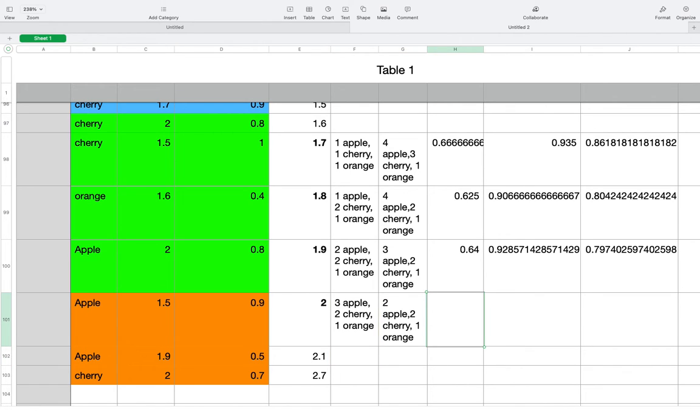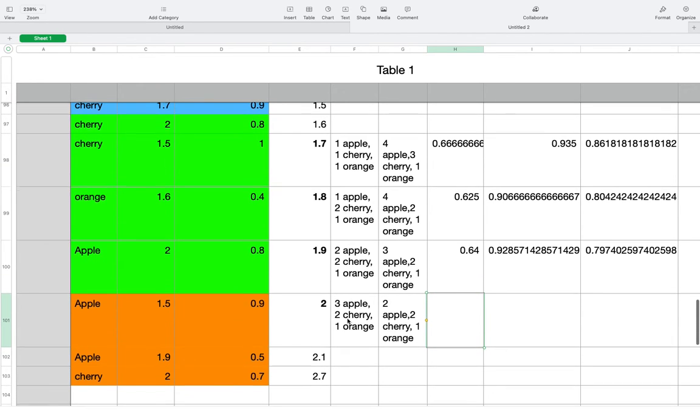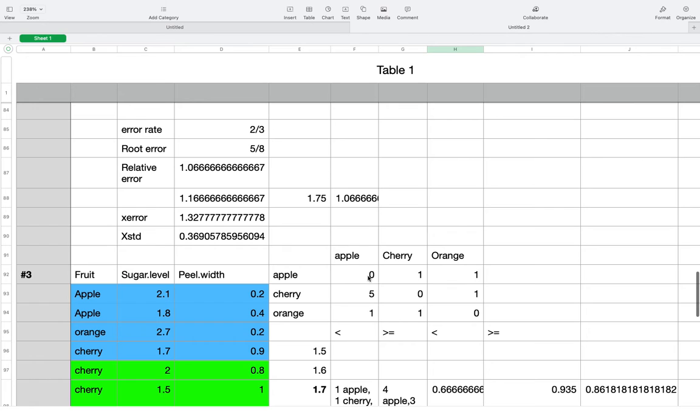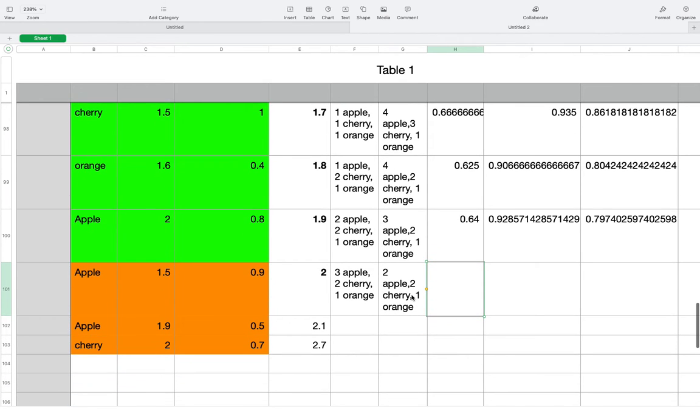Let's do the math here. Finally, we're predicting this to be apple. The left side is now predicted to be apple. And we come here, it's the penalty.